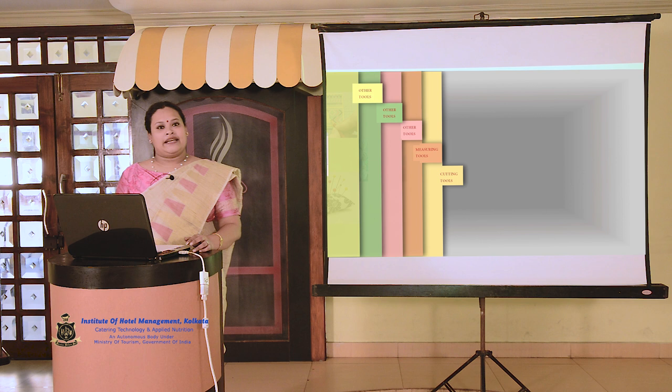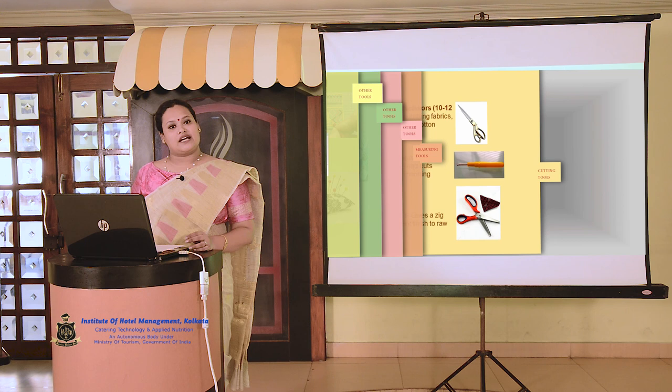Talking about the cutting tools which are used in sewing. The first cutting tool is a fabric shear or a scissor. We all have seen a scissor, right? These scissors are usually 10 to 12 inches long and are usually made out of stainless steel.